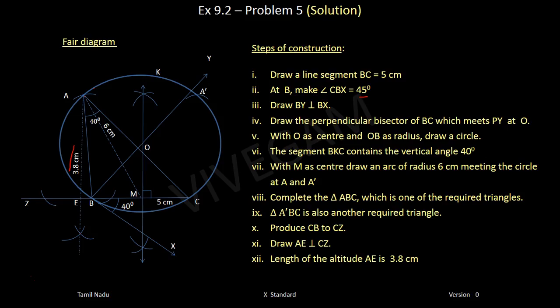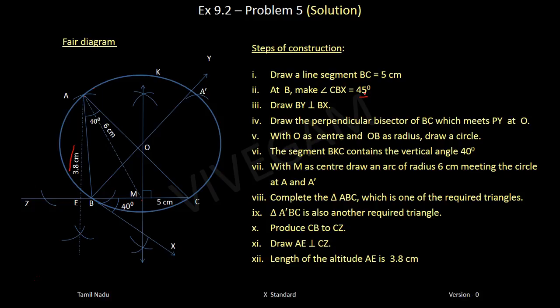Then we have to draw a perpendicular bisector of BC, which meets BY at O. So what did we do? We drew this perpendicular bisector of BC, which meets BY at O, and at the same time it intersects BC at M. Next, with O as a center and OB as a radius, draw a circle. We drew this circle. Then the segment BKC contains the vertical angle of 40 degrees.